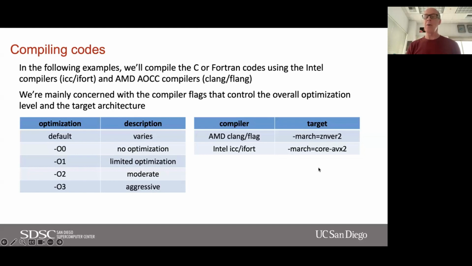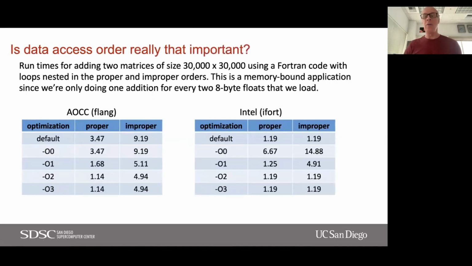And we want to make sure, if we're doing this on Expanse, that we target the architecture. So if we're using the AMD AOCC compilers, we need to specify the architecture is znver2. So this is for the Zen 2 core, AMD cores. For Intel, we need to specify the core as AVX2. Now, the reason I bring this up is I want to talk a little bit about what the compilers can and cannot do for you.